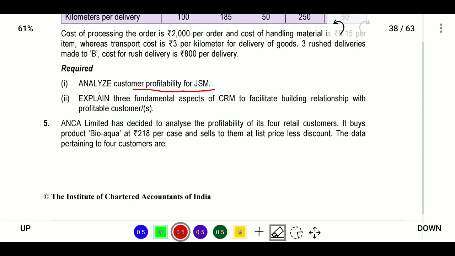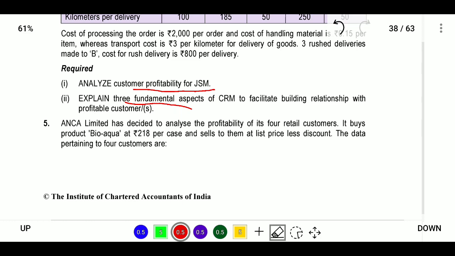Next, explain three fundamental aspects of CRM. What are the fundamental aspects of CRM? We need to provide three items. Okay, later on that. First, we provide the customer profitability statement.